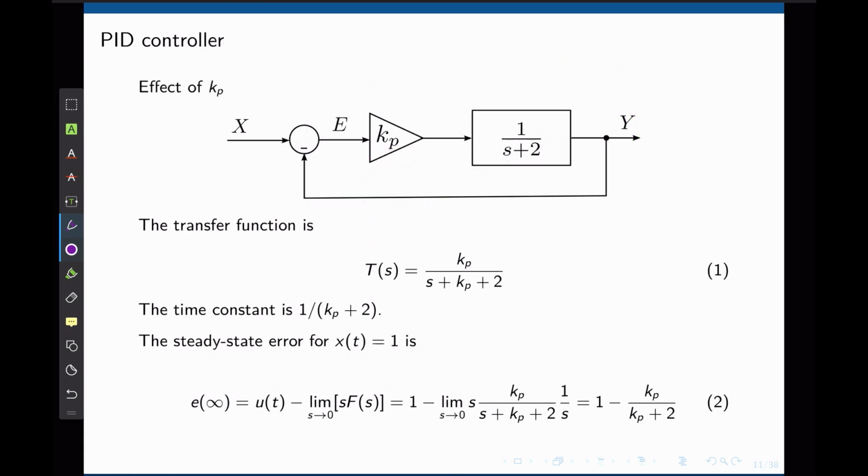Now let's look into the math in a bit more details. Let's start with the effect of the proportional, integral, and derivative controller on the steady state error. For that, let's consider this simple first order system, 1 over s plus 2, controlled with a proportional controller. The closed loop transfer function is simply kp divided by s plus kp plus 2. The time constant here is simply 1 over kp plus 2.